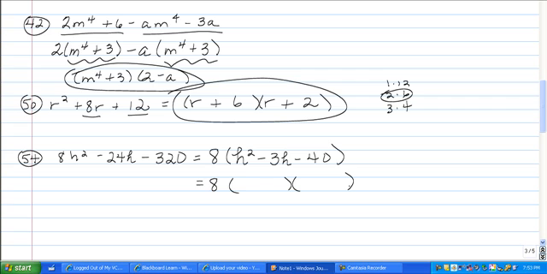We need to try. H and h. We want to see if we can come up with two numbers that will multiply to give us negative 40, but add to give us a negative 3. And let's see. 1 times a negative 40, 2 times a negative 20, 4 times a negative 10, 5 times a negative 8. Aha! So that's it. So plus 5 and minus 8.